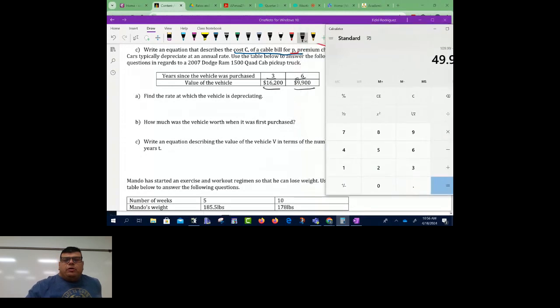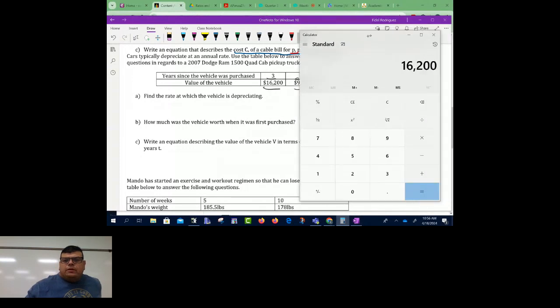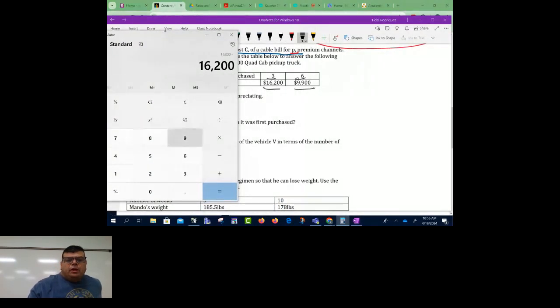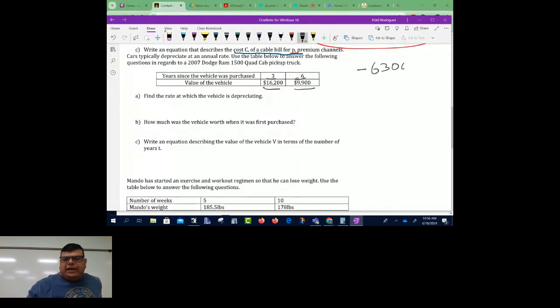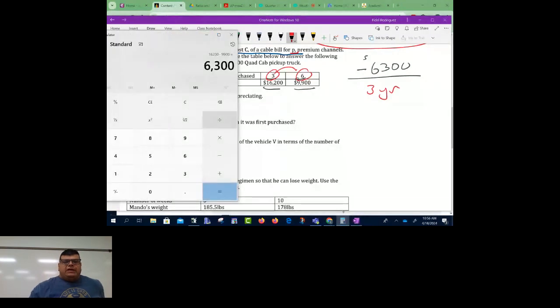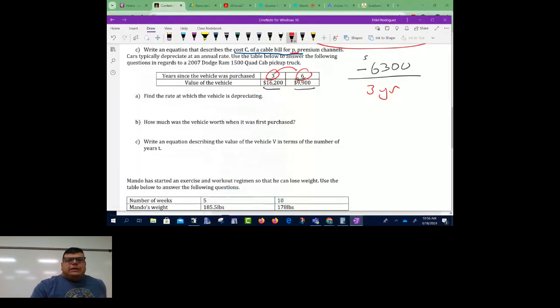Okay, so again, y'all, we agree it went down, went from 16,200 minus 9,900. Okay, y'all, it went down by $6,300. Okay, in a time frame from 3 years to 6 years, a 3-year difference. Okay, so look, y'all, if I take this number and I divide it by 3, that's telling me on average, y'all, my truck is losing value at $2,100 a year.